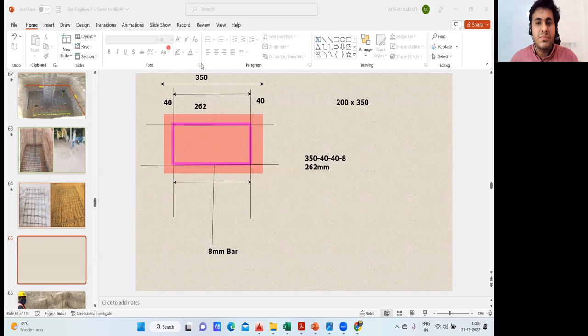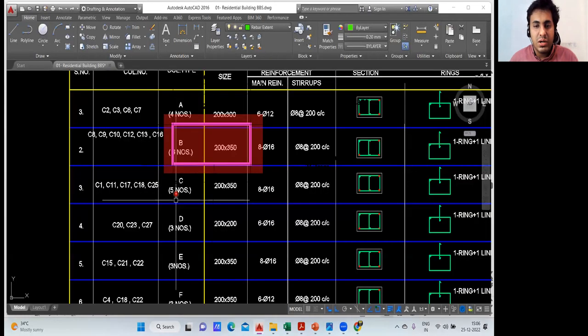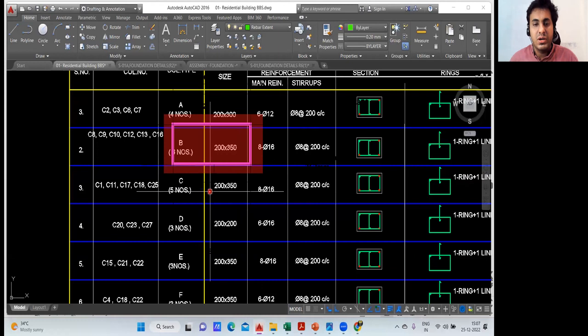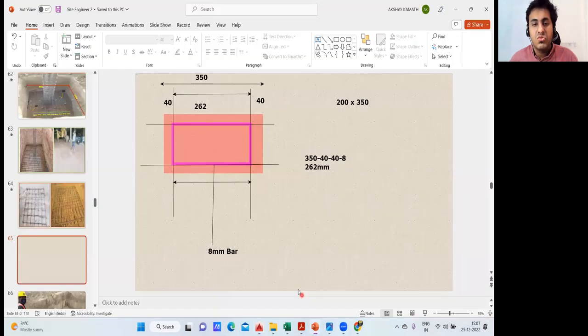See, I know this length. Which one? This length. How much is it? 200 mm, because that is what is there in the drawing. So it is 200 mm, no? Where is it? Yeah, 200 and 350. C1 is 200. Okay, you're getting my point, no? So it will be 200.